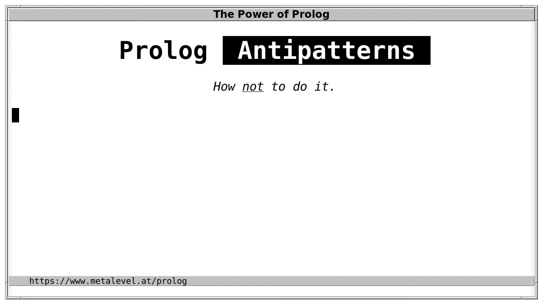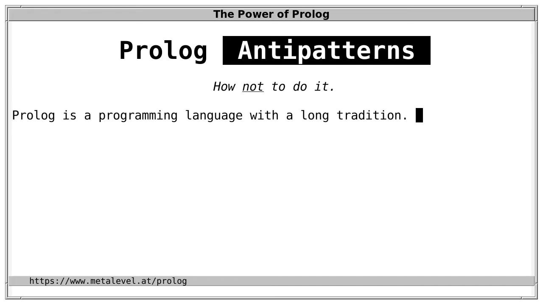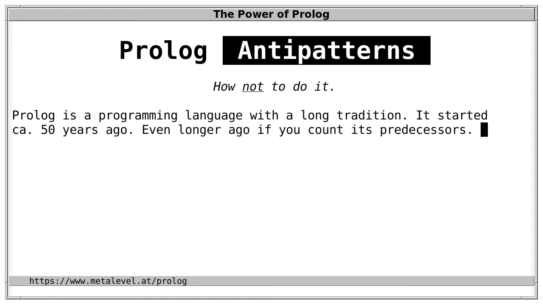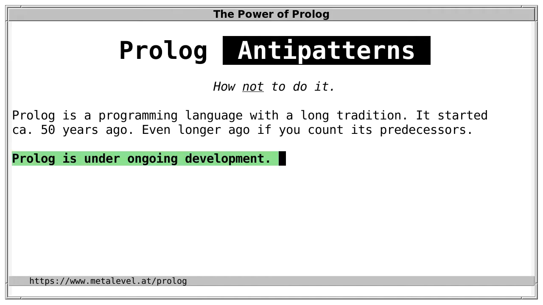So, first of all, why is it even possible to write Prolog code in a way we should not do it? Well, Prolog is a programming language with a long tradition. It started about 50 years ago and even longer ago if we also count its predecessors. And importantly, Prolog is under ongoing development and it will be under development also far into the future. And 50 years is nothing for this. It will take much longer.